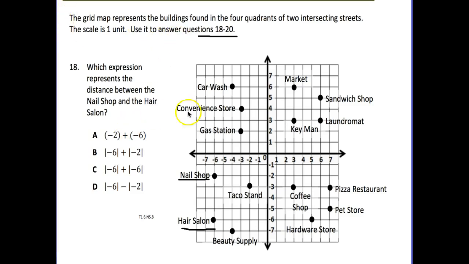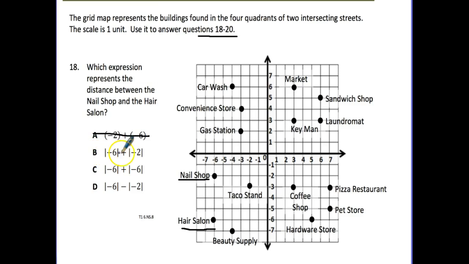Okay, so I'm looking at this is -6, -2. X is -6, Y is -2. X is -6, Y is -6. I want to know the distance between here and here. Well, my X did not change. Y changed. So I'm looking at my options here. -2 plus -6. And it's in parentheses, so that's not absolute value. I'm thinking if I want to know the distance between, I need absolute value. So I know this one can't be it.